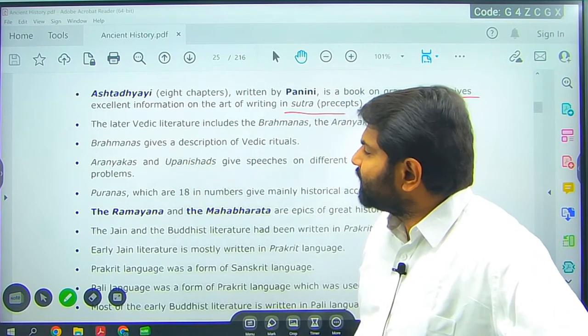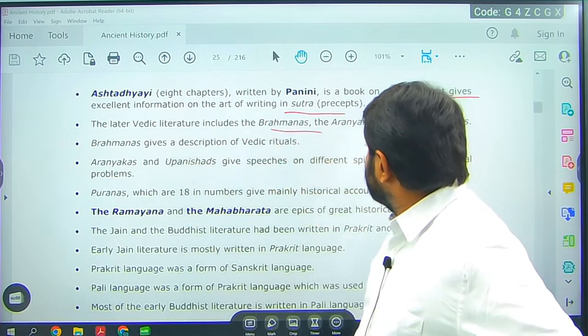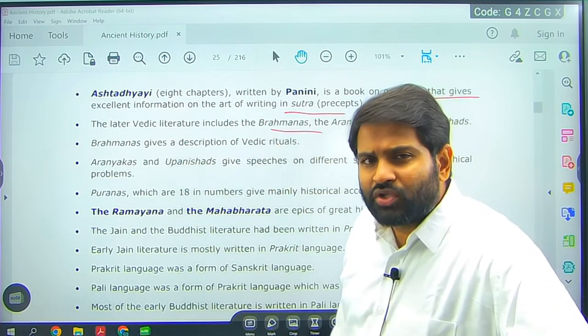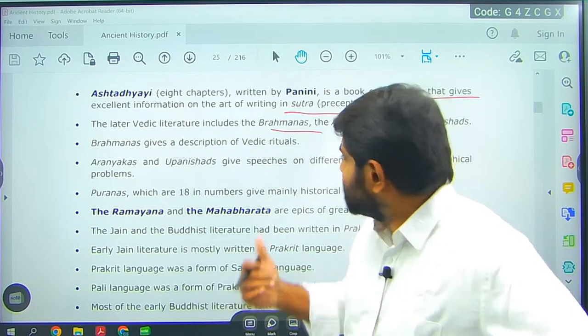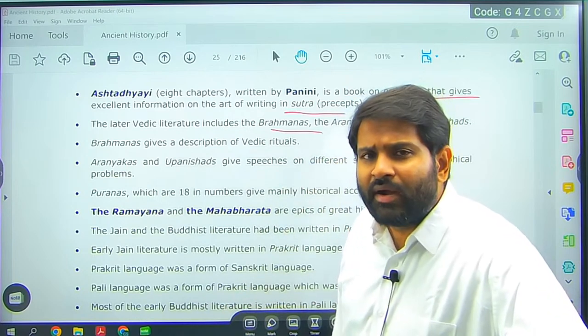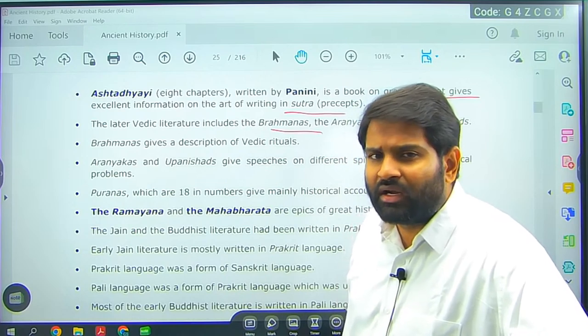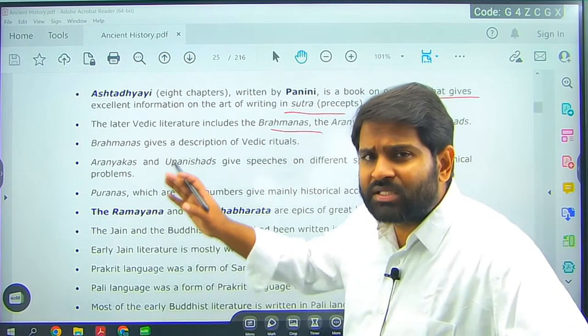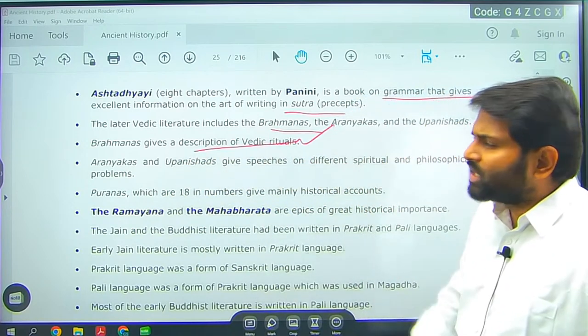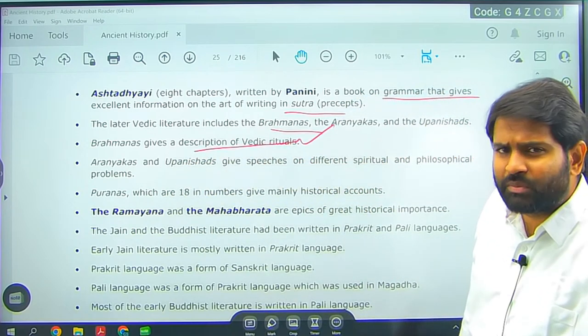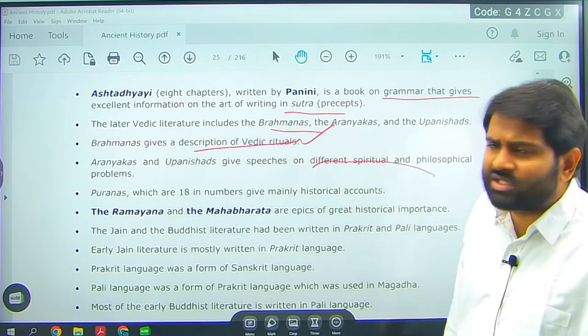Eight chapters. The later Vedic literature includes Brahmanas, Aranyakas, and Upanishads. So Vedas, Vedangas, Brahmanas, Aranyakas, and Upanishads. These are the different texts which were available. Astadhyayi by Panini. Brahmanas give description about Vedic rituals. Aranyakas and Upanishads give speeches on different spiritual and philosophical problems.